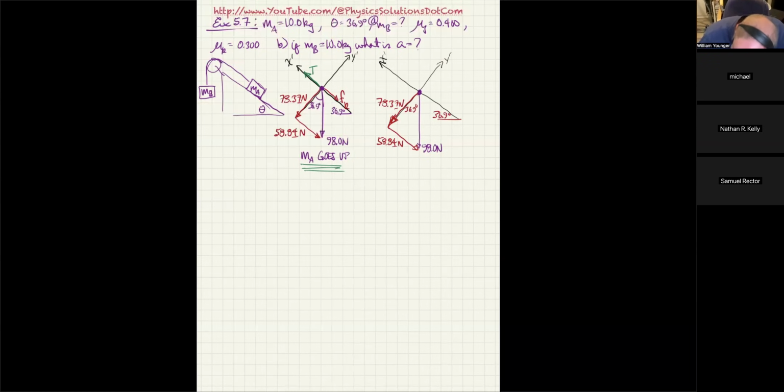And now, in addition to that, we have a normal force acting upward, which I didn't draw in the other one, I just noticed. So there's our normal force. I've got to draw that over here as well. So there's our normal force. And we still have a tension force pulling up the incline. But in this case, M_A goes down.